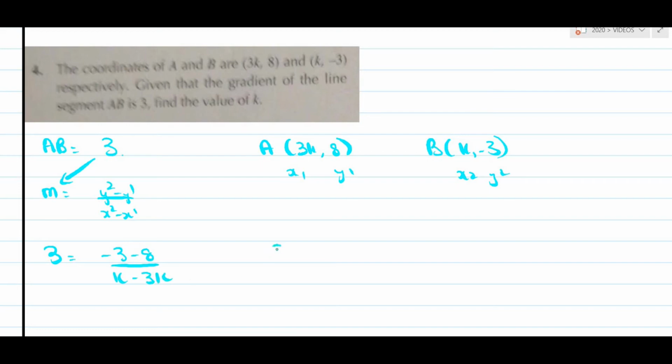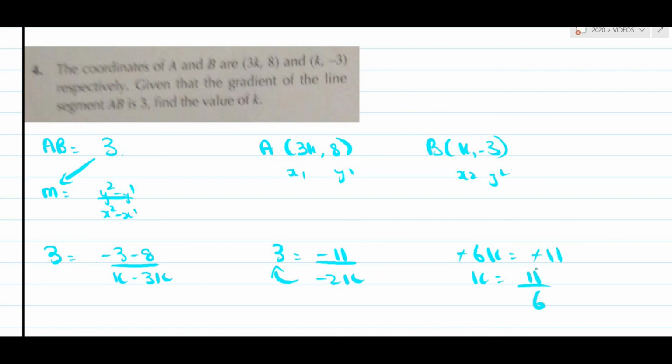Now this will be equal to 3 equals minus 3 and minus 8 are minus 11 upon k minus 3k is minus 2k. Now minus 2k is going to be multiplied by 3, which would be equal to minus 6k equals minus 11. Minus minus would be cancelled out and k would be 11 upon 6.